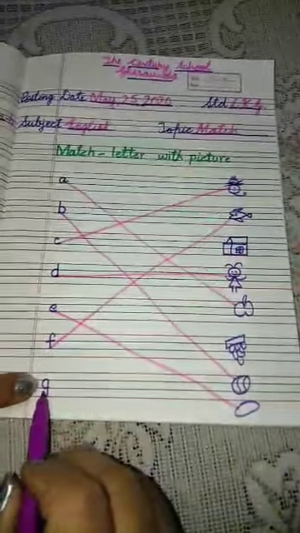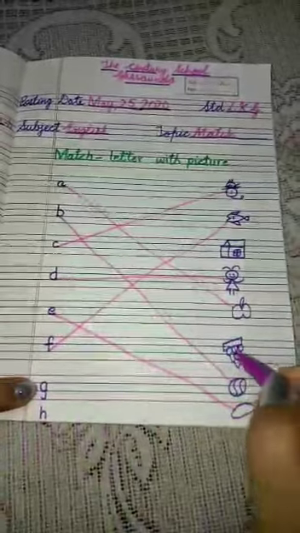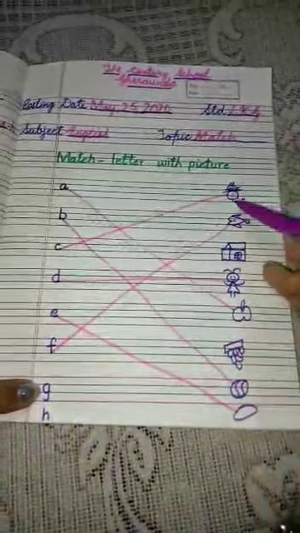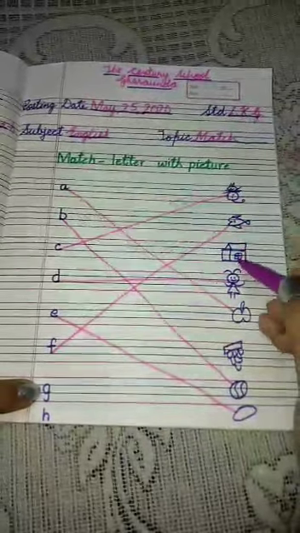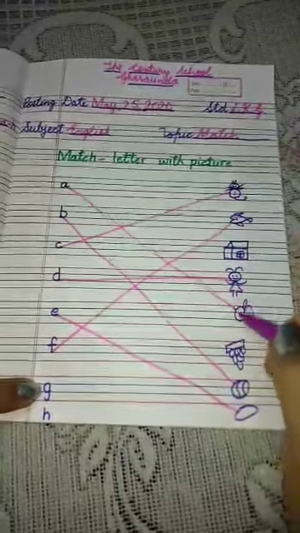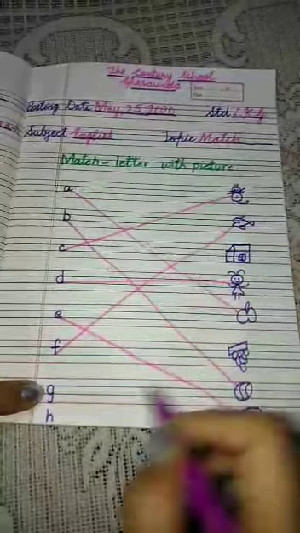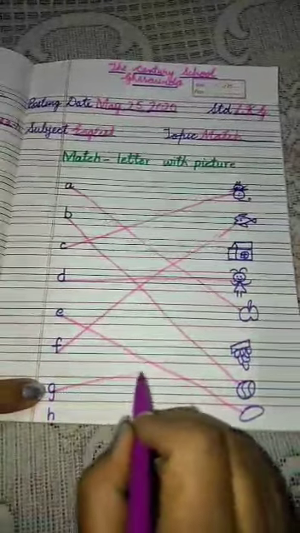This is G. G. Where is grapes? Find out. Is it right? No. Is it right? No. Is it right? Yes. This is grapes.